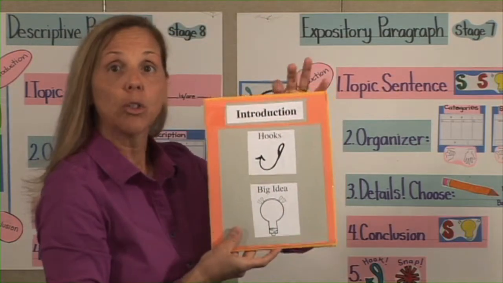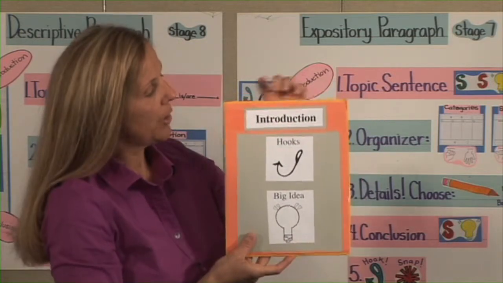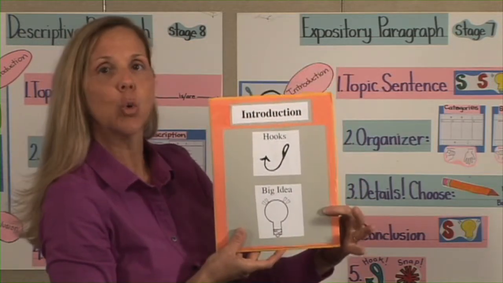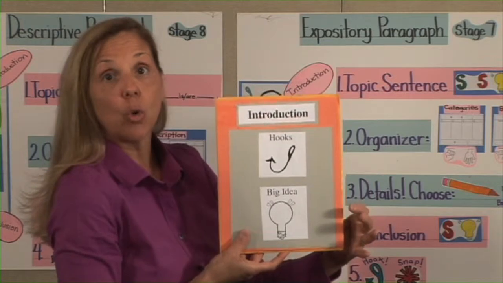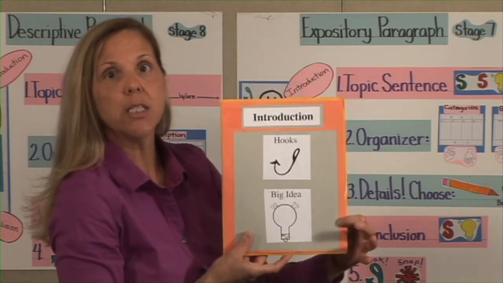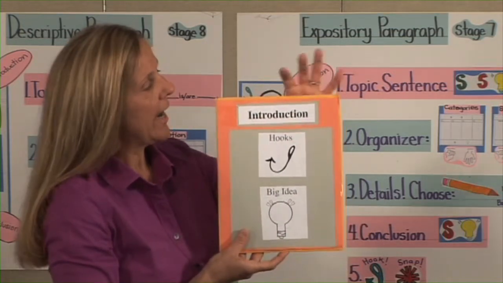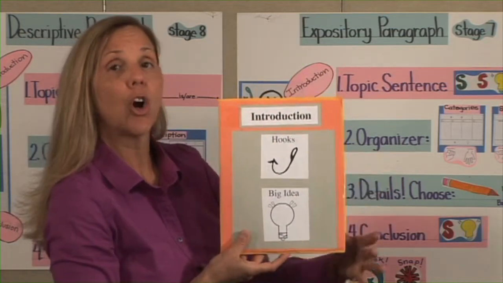The first file folder, of course, is the introduction. And the tools for the introduction are going to be tools for hooks and tools for the big idea, which we call the topic sentence when we're writing paragraphs, or a thesis statement when we're writing multiple paragraphs, an essay. We have our introduction, our hooks, our big idea.